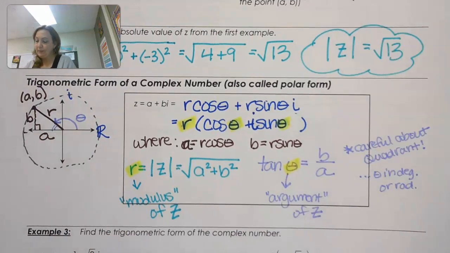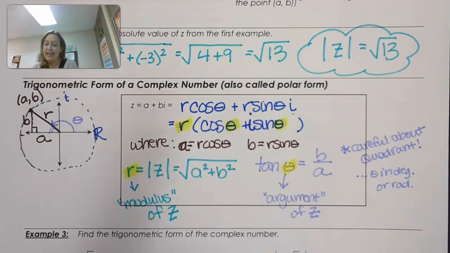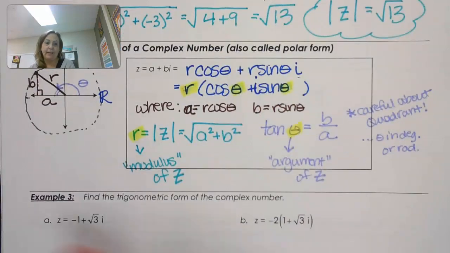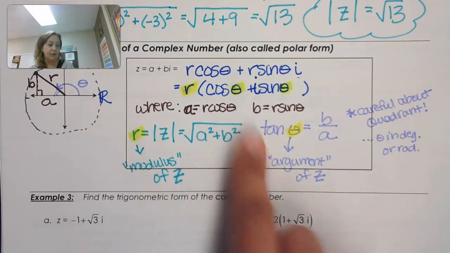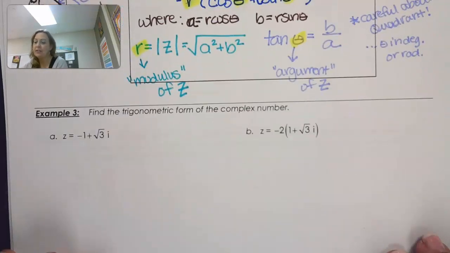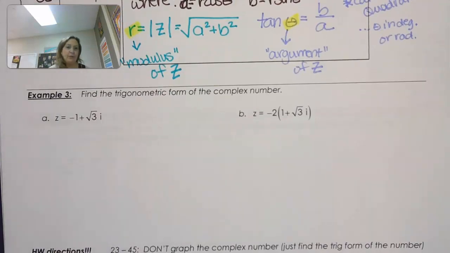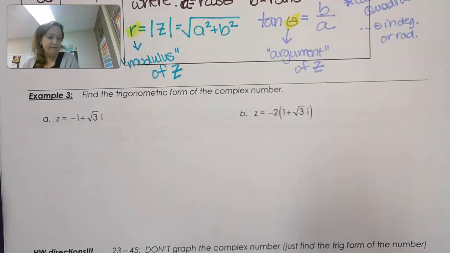So what you guys will want to be able to do is to take a complex number and write it in trigonometric form, okay? So let's practice that in example 3. It wants us to find the trigonometric form of the complex number. Well, again, we need two things. We need R and we need theta. So R shouldn't be too bad.